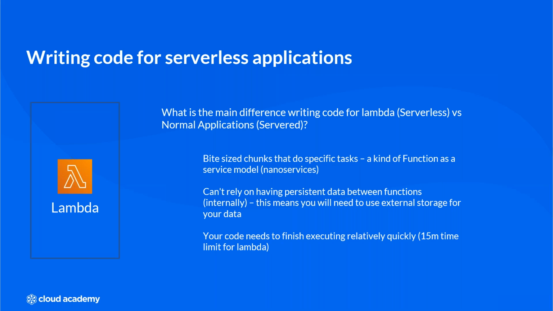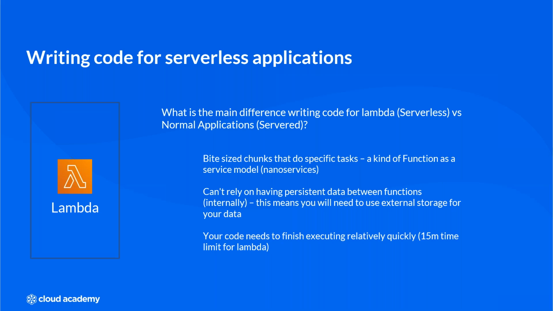So when we think about Lambda here, let's sort of dive in. Why are we even using Lambda? It's a serverless thing. So what is the difference between working with serverless versus working with servered? In general, as you can see what I've written here, it's about bite-sized chunks that do very specific tasks. Your Lambda functions aren't going to be your whole monolithic monster that does everything for you. They are the functions. They are the little bits of your application that do specific things.